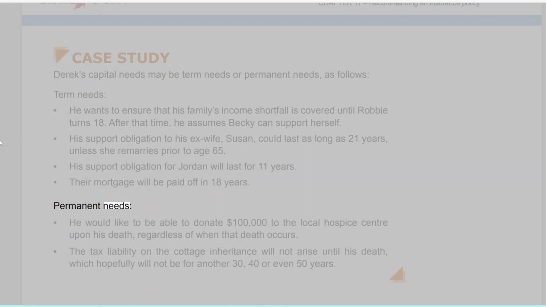Permanent needs. He would like to be able to donate $100,000 to the local hospice center upon his death, regardless of when that death occurs. The tax liability on the cottage inheritance will not arise until his death, which hopefully will not be for another 30, 40, or even 50 years.